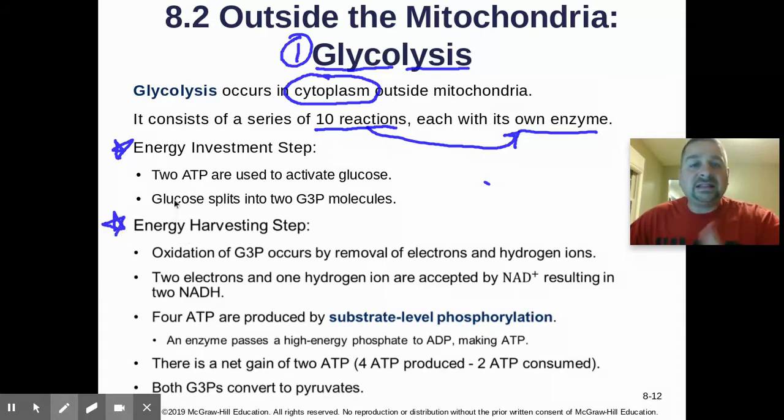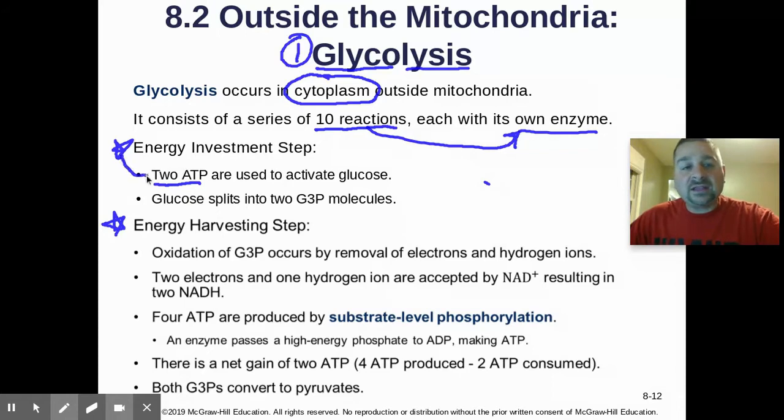In order to get this process started, you've got to put in 2 ATP to activate the glucose to get it started. Think of it like my brother-in-law always tells me: in order to make money, you've got to spend money. You invest a little bit first, then you'll get some return on that investment. Same thing here with our cells.